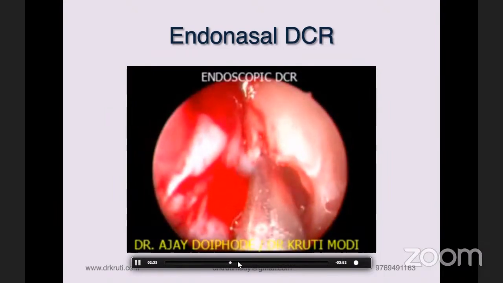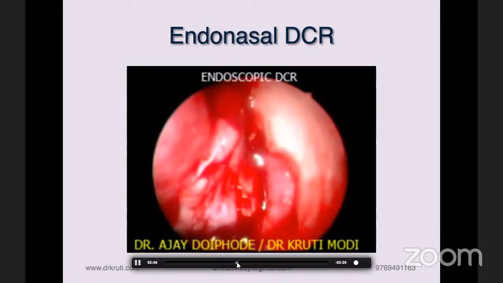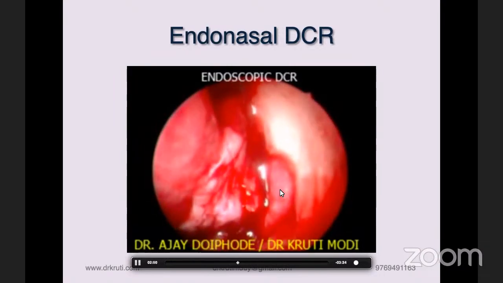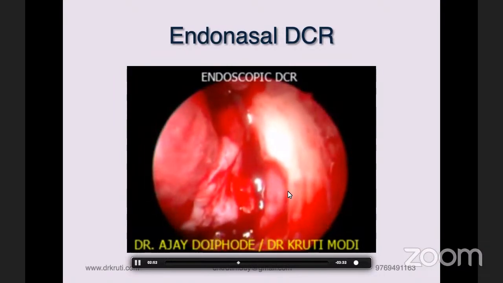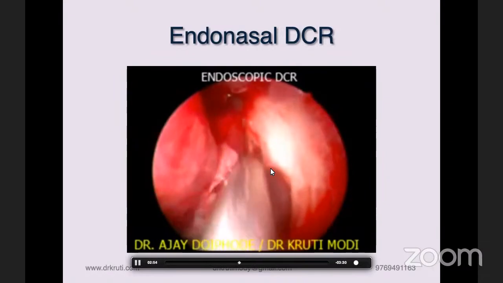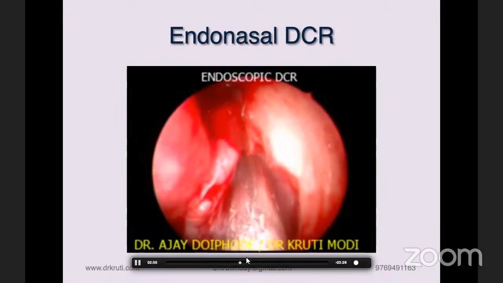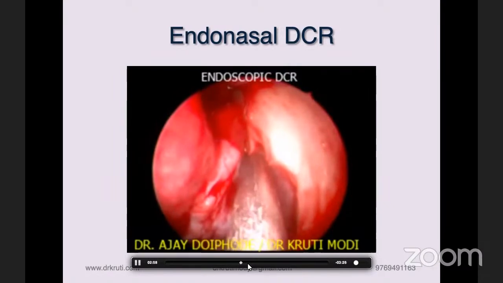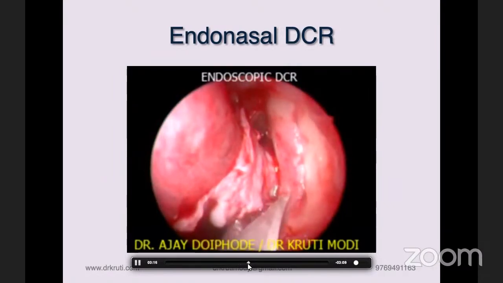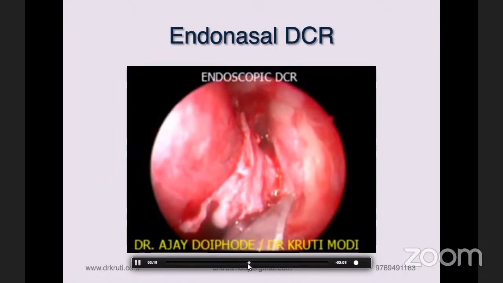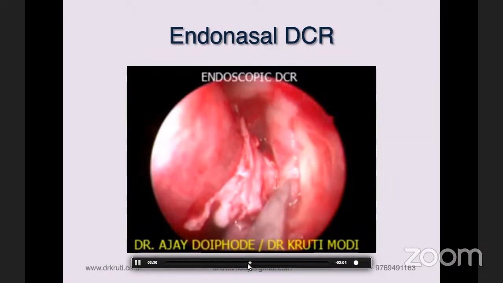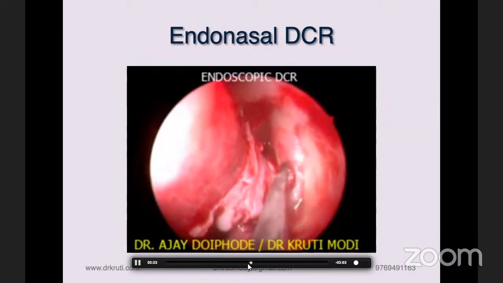There, you can again see the lacrimal sac. This is our margin of the bony punch. We are punching further. After that, you lift up, and we are making the sac flap now. We are taking the incision over the lacrimal sac over here.